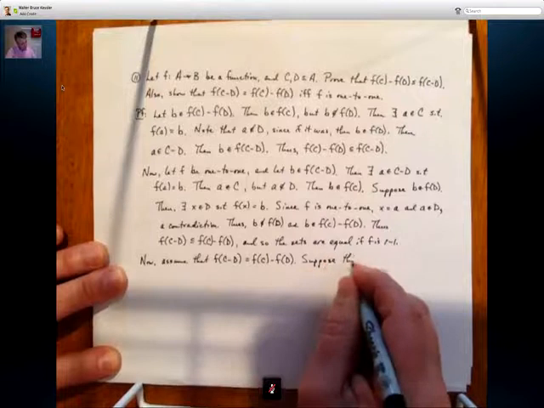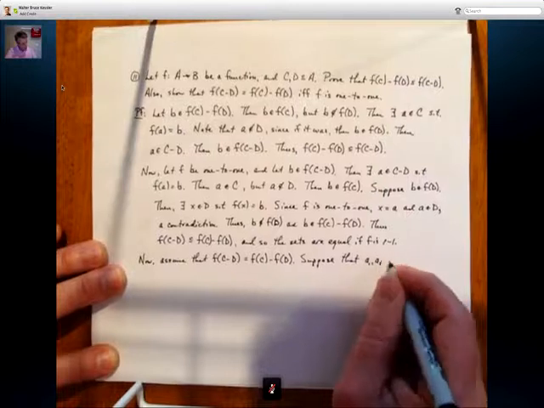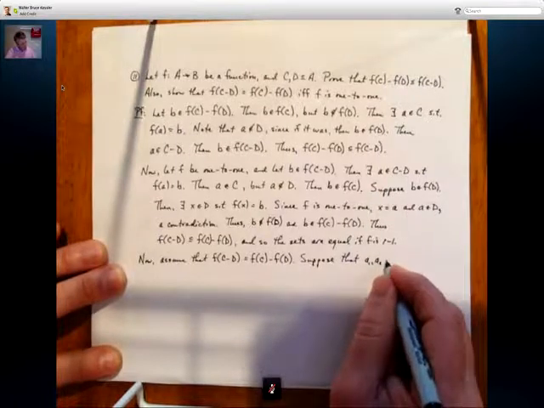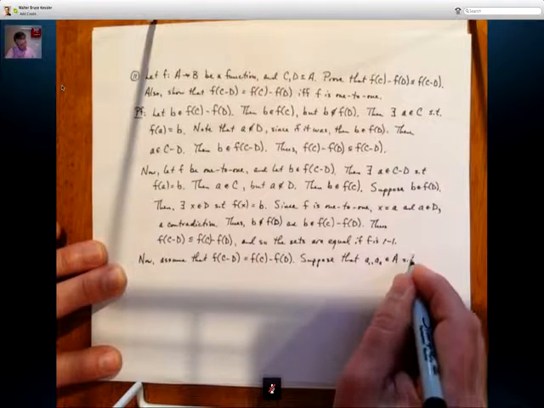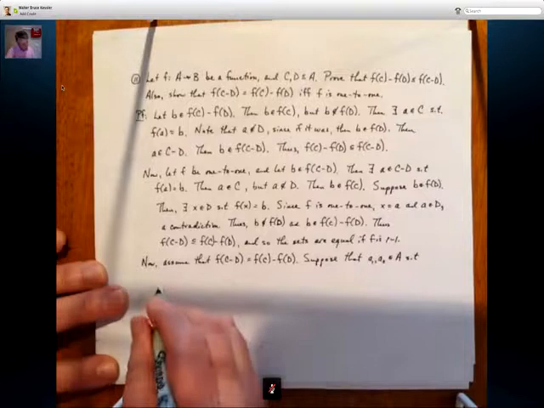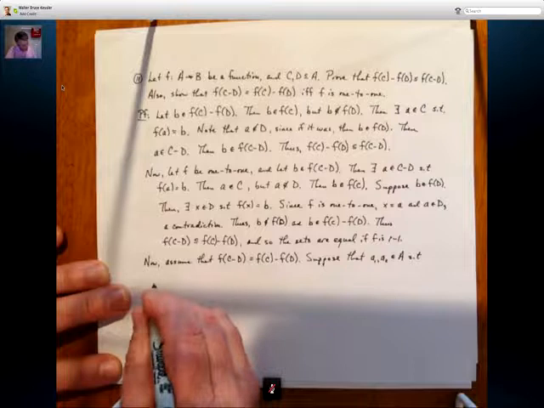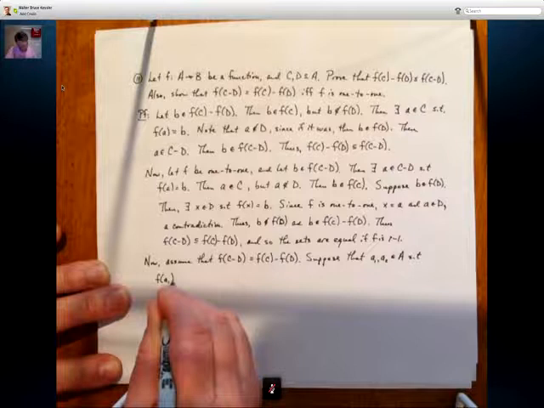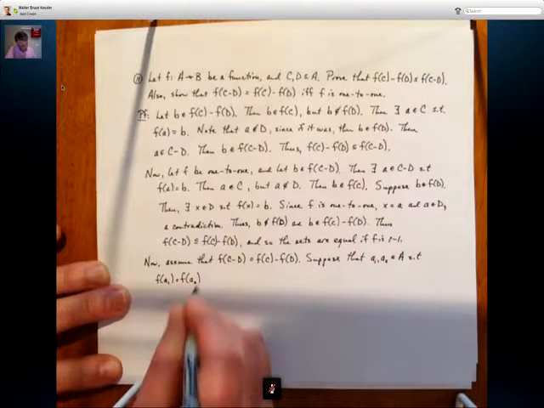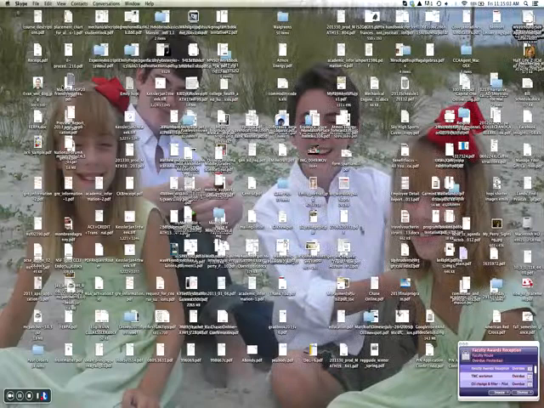Suppose that we have A1 and A2 in A such that f of A1 equals f of A2. Okay? And what we have to do is show that A1 and A2 are equal.